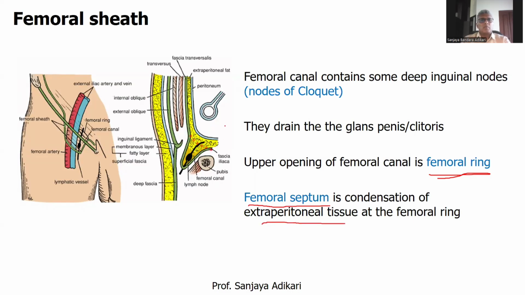Now you have the peritoneum here. This is the peritoneum. Okay. So these are extraperitoneal tissues. These are extraperitoneal tissues, fat and other connective tissue. They thicken and form the femoral septum.